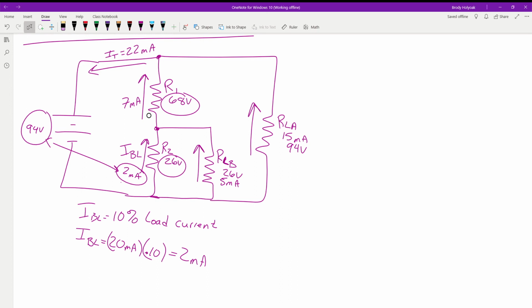If we have more resistance, what happens? Less current. So this is going to drop to 7 milliamps. So if we have less than 7 milliamps, what are we going to have here at our bleeder? Less than 2. So we can check real quick: if we have the proper voltage and our bleeder current, we're done.